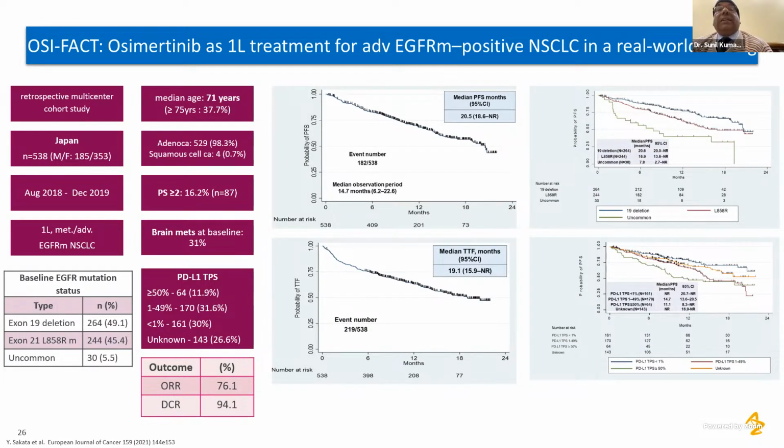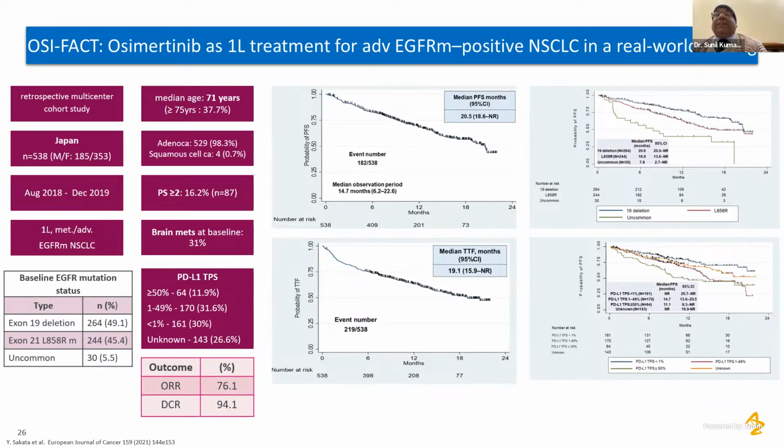Basically, it is a Japanese study, a retrospective analysis of a multicentric cohort study. The median age is 71, and it ran from 2018 to 2019. They mention exon 19 in 49%, exon 21 in 45%, and uncommon in 5.5%, and they included brain mets to the tune of 31%, as I mentioned in the previous slide, 30%.